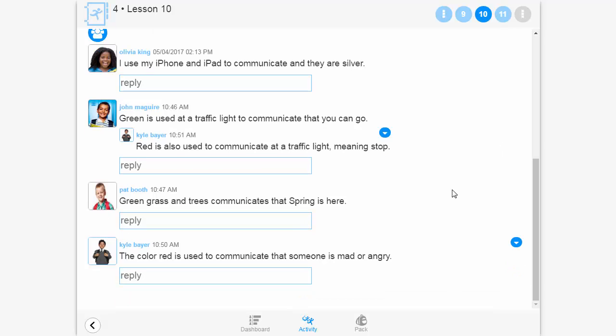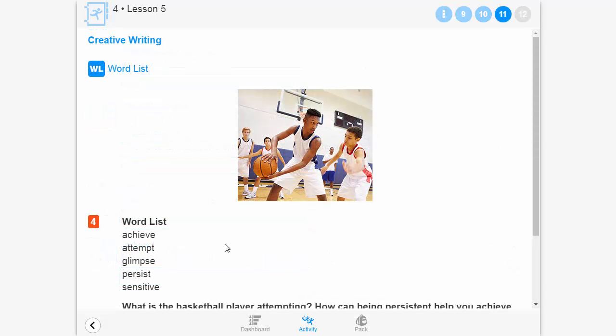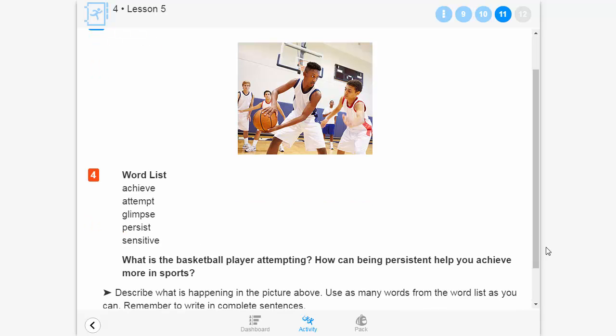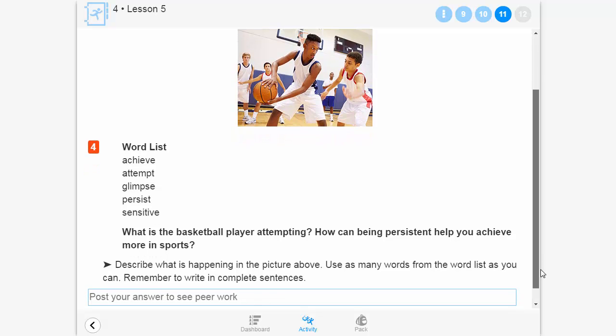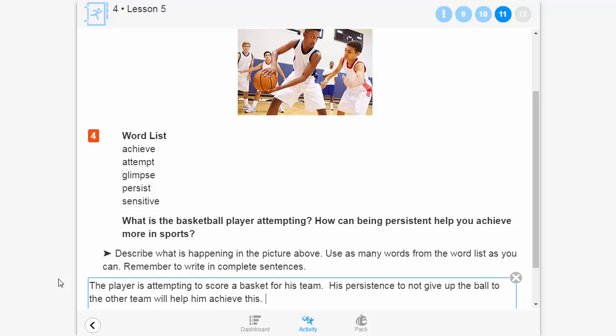have completed the lesson. In the creative writing activity, students create their own unique sentences using selected vocabulary words. Creative writing prompts are provided, often including evocative visual images like this one, that inspire students to write while using words in context. Students truly gain ownership of words when they use them in their own writing.